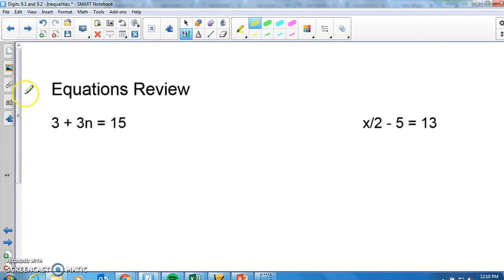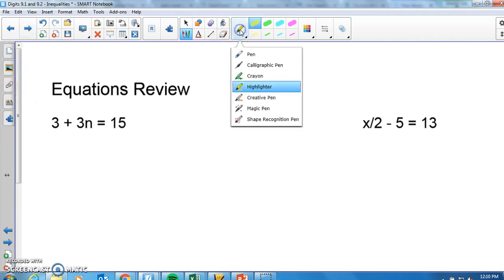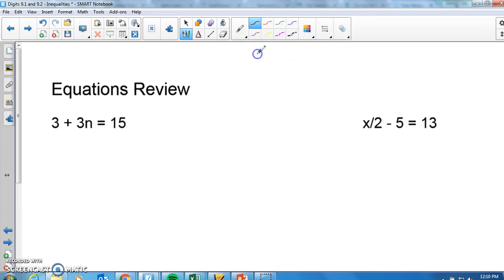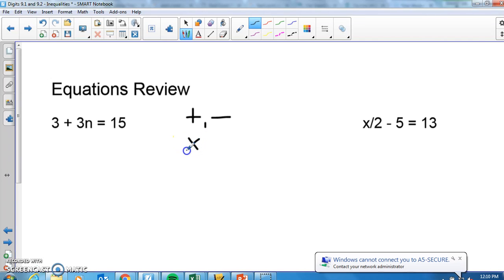So if we have this equation right here, we know that 3 plus 3n equals 15. I don't want you doing guess and check. I want you actually working through the problem. We know that we want to work through and get rid of addition and subtraction first. We want to do multiplication and division last. And then obviously we want to check our work. So our goal is to isolate the variable.